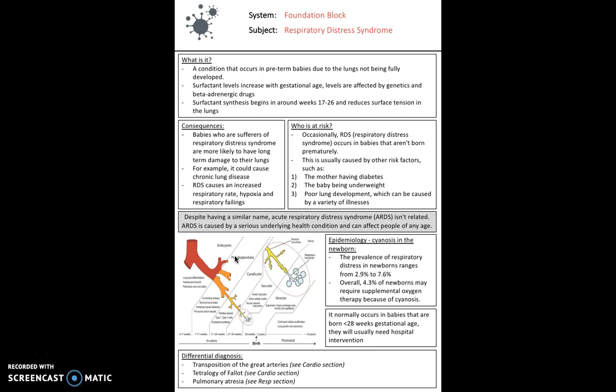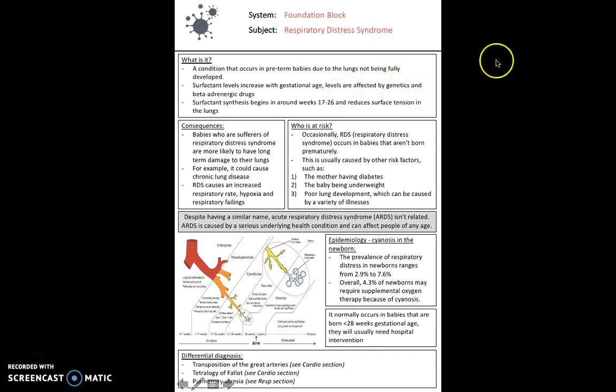RDS is a condition that occurs in preterm babies due to the lungs not being fully developed. Now, when we say preterm babies, we're thinking about babies born before the 37-week gestational age. And when we say the lungs are not fully developed, we're thinking about surfactant levels not being as high as they should be. So surfactant levels naturally increase with gestational age, and surfactant synthesis starts around week 17 and constantly increases up until around week 37 when the baby is born.